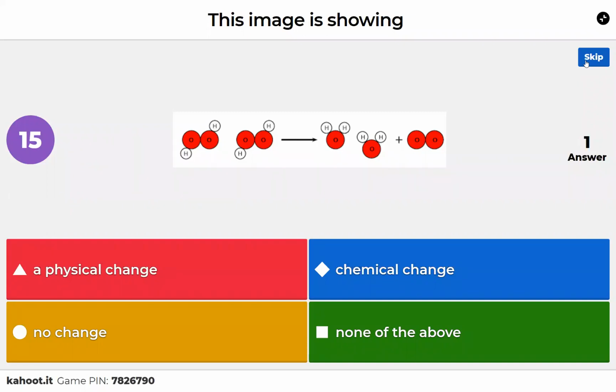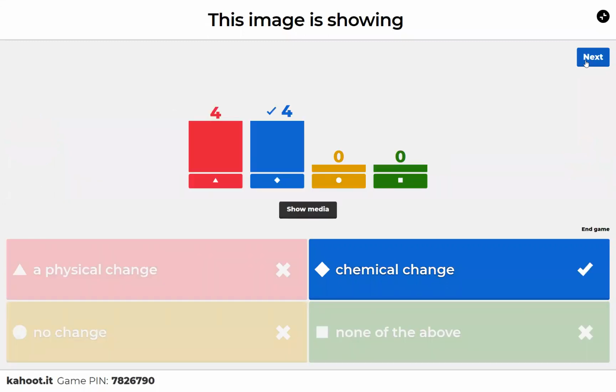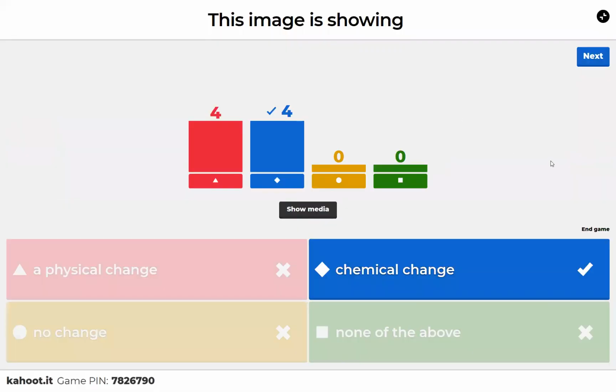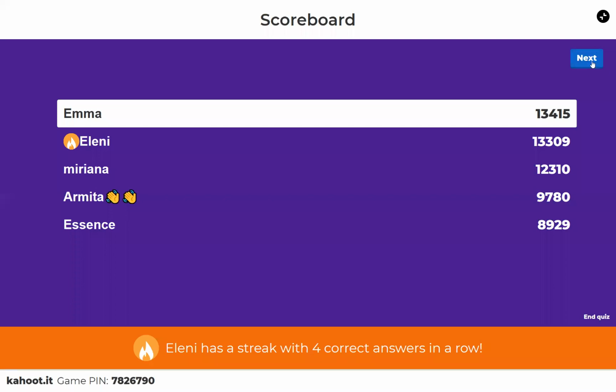What is this showing? Yeah, so on the left, you can clearly see the particles have changed. So whenever you rearrange particles, that would be a chemical reaction. Okay, next question. There we go.